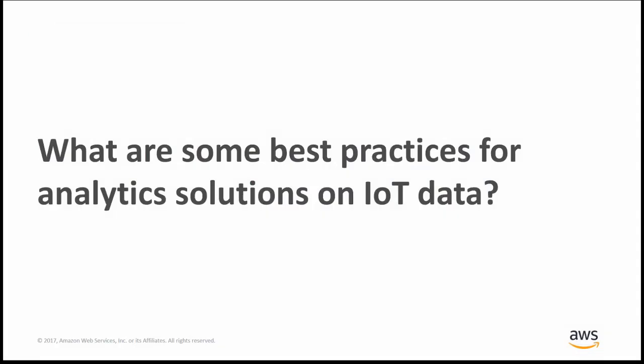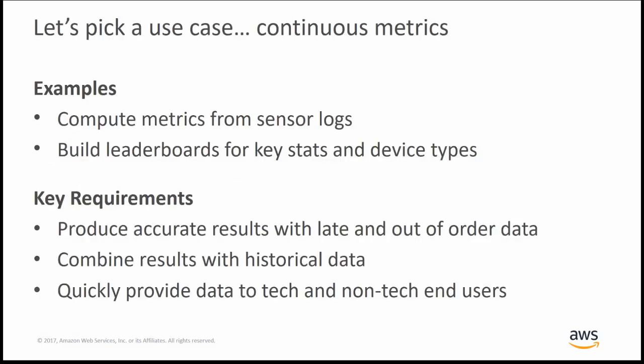So what are some best practices for analytics solutions on IoT data? I've presented a bunch of services that we have. How do I stitch them all together into a solution? I'm going to pick a use case: continuous metrics. Say you want to compute metrics from sensor logs, like temperature readings, or build leaderboards for device types or key stats. So give me the top 10 active devices over the last minute, and continuously do that. When we say continuous, this is what we mean: always be reproducing and refreshing the result.